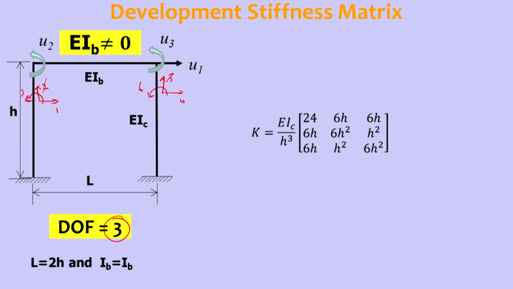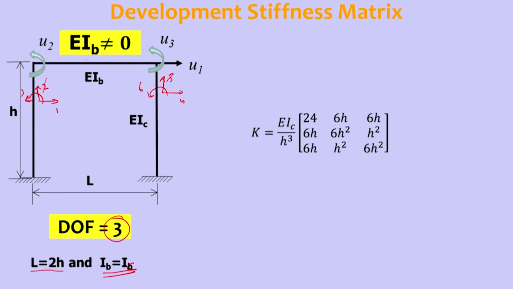In this, the condition given is that the length of the beam is equal to 2 times the height, and the moment of inertia of the beam is equal to the moment of inertia of the column. Both are the same. So in that case, how do we develop this stiffness matrix? The first case is to give 1 unit displacement to 1 degree of freedom, and the rest 2 degrees of freedom should be restrained, and the force required to maintain this system is a stiffness element.